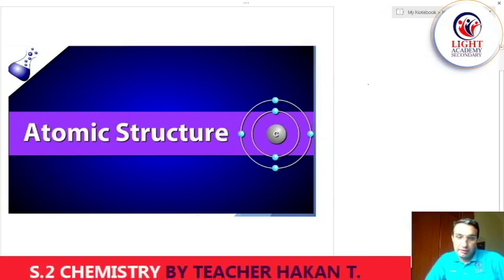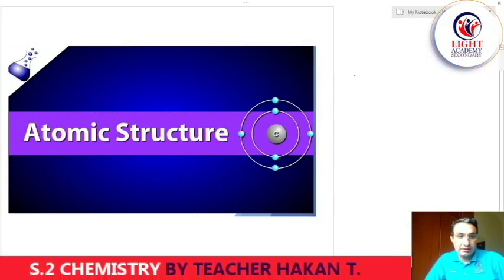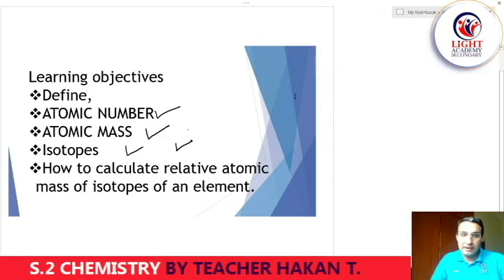In our first lesson we discussed what is an atom, what are the subparticles, and what are their locations and their functions as well. So in this lesson, let's get started with learning objectives. These are our learning objectives. As you see, we are going to define what is atomic number, what is atomic mass, what is an isotope, and how to calculate relative atomic mass of isotopes of an element.